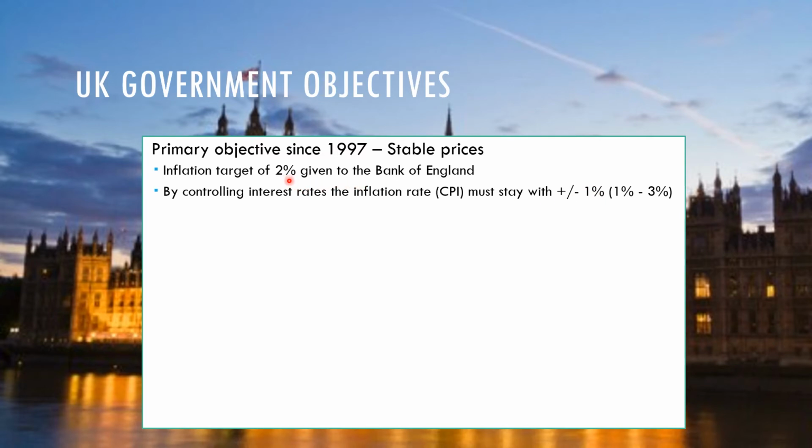And this target is met by controlling interest rates, which is the responsibility of the Bank of England. So the government have set the target and have asked the Bank of England to control interest rates to make sure that that target is met. And this has been the primary objective in the UK since 1997.